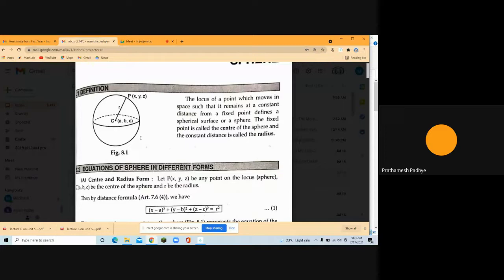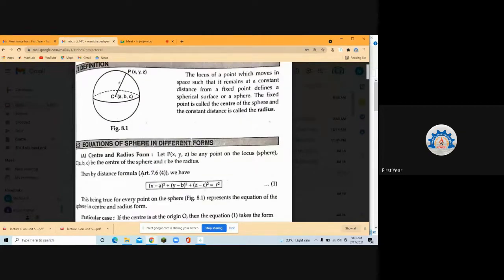x minus x1 whole square plus y minus y1 whole square equals a square. Yes. So that is the equation of circle in center radius form. x minus a the whole square plus y minus b the whole square is equal to r square. Correct. So that is extended to 3D, and that gives the equation of sphere.